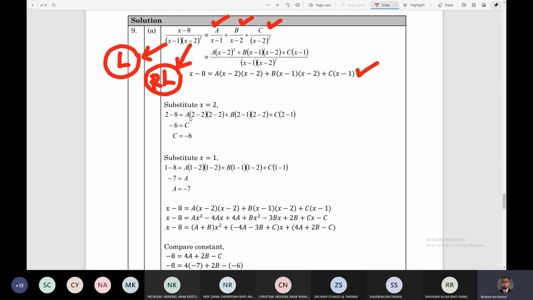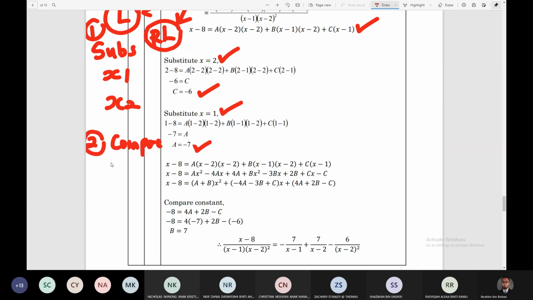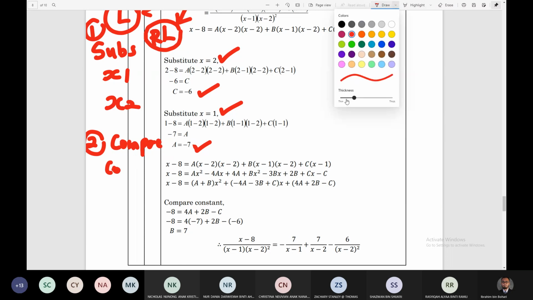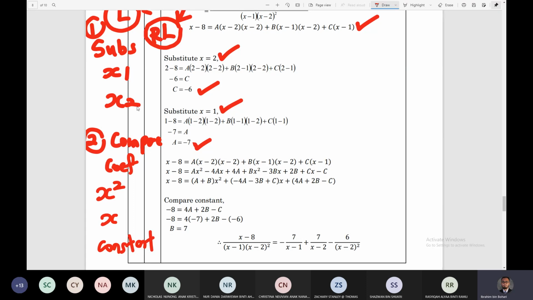And then you substitute the first value of x equals 2, and then c here equals negative 6. And then the second value x equals 1, and then a here equals negative 7. Kita check dulu. Okay, ini satunya ini saja.